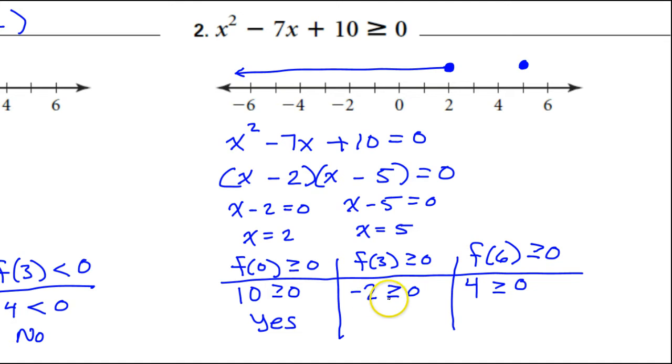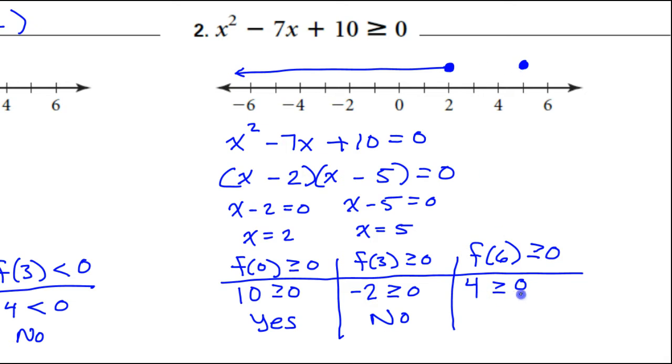Is negative 2 greater than or equal to 0? No, negative 2 is not greater than or equal to 0. That means 3 is not a solution. So that means none of the points in this interval will be solutions. So we will show that by just leaving this empty.